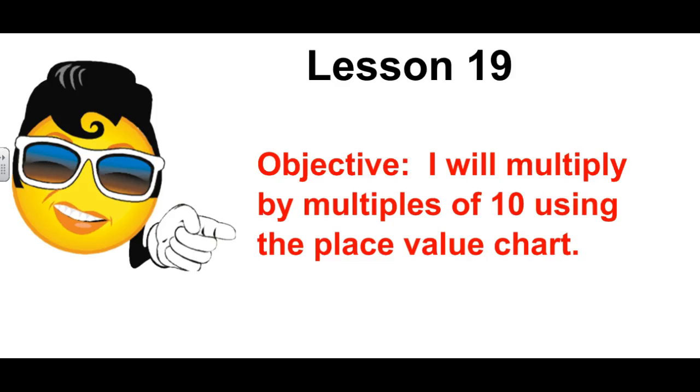Your objective for lesson 19 is: I will multiply by multiples of 10 using the place value chart. So we are going to be working on problems such as 6 times 20 today, because we are working with multiples of 10, and 20 is a multiple of 10. And when you see the word multiple, you're just thinking of skip counting by tens, all of those numbers that you say, those are multiples of 10. So we're going to be working on multiplying numbers like this, and we're going to use a place value chart and place value disks to help us with this.